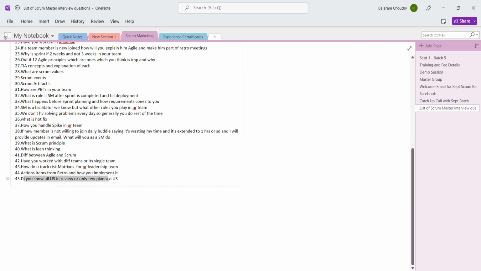Do you show all the user stories in review, or only a few planned user stories? Okay, what is this question, Ricky? Did you show all the user stories in the review, or only the planned user stories? Hmm. So in the review, are we showing all the user stories or only a few user stories to the stakeholders? Why? I mean, what is your understanding?